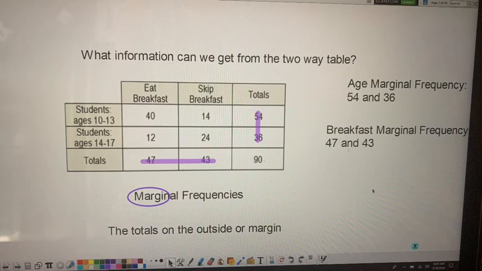Students who are in the ages of 10 to 13, there are 54 of them. Students who are ages 14 to 17 are 36. Students who eat breakfast, both 10 to 13 and 14 to 17, are 47, and those who skip breakfast, both age groups, are 43.